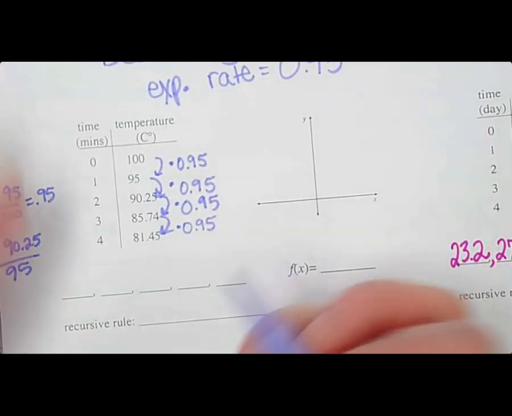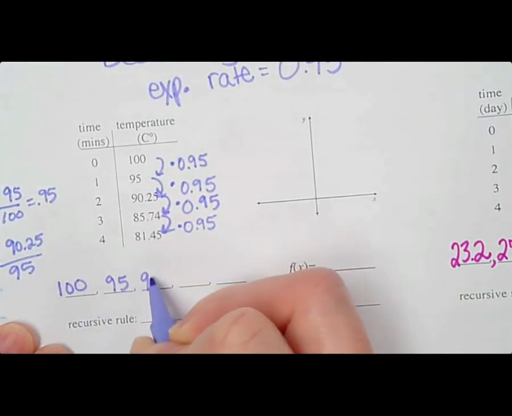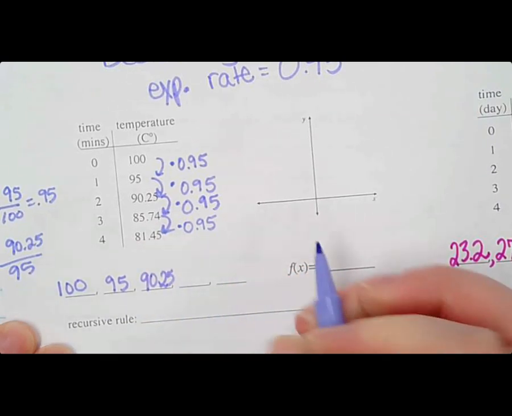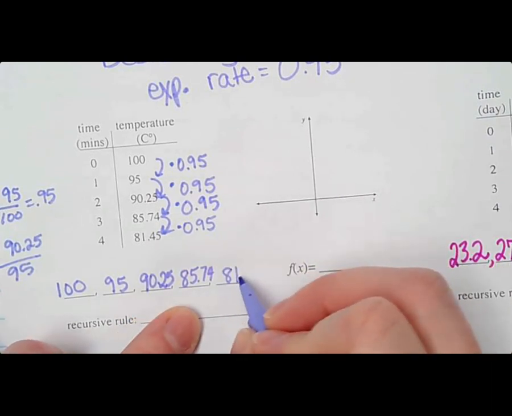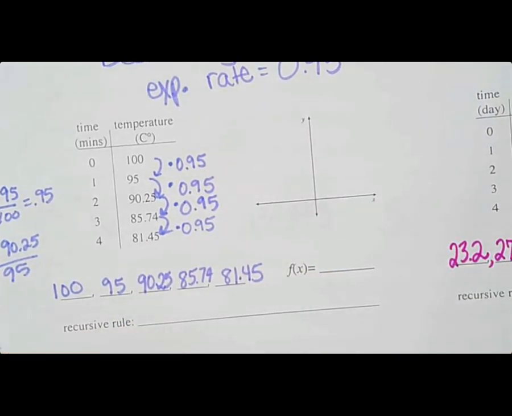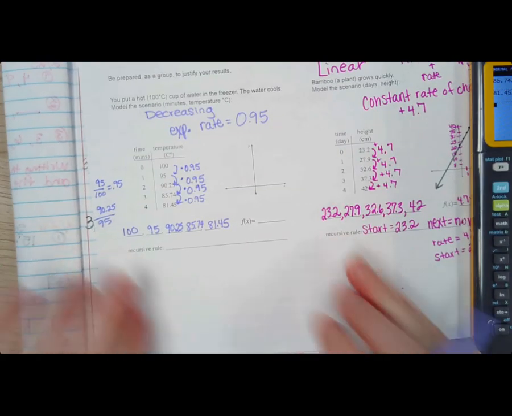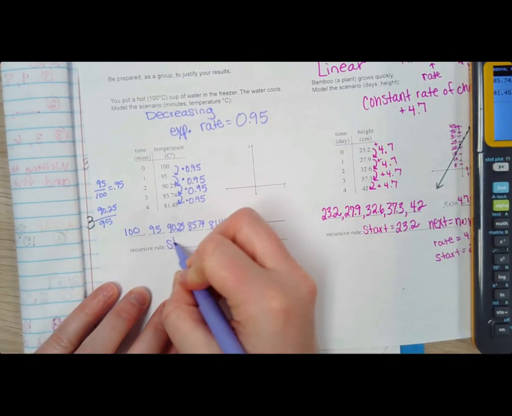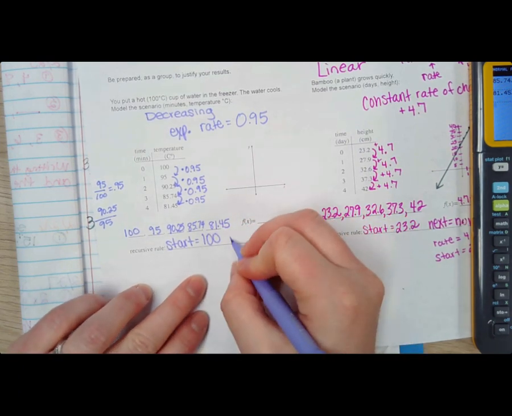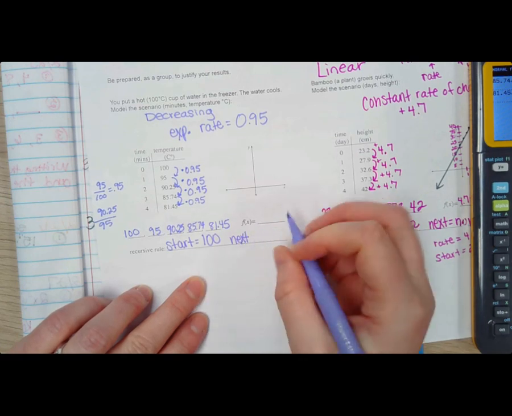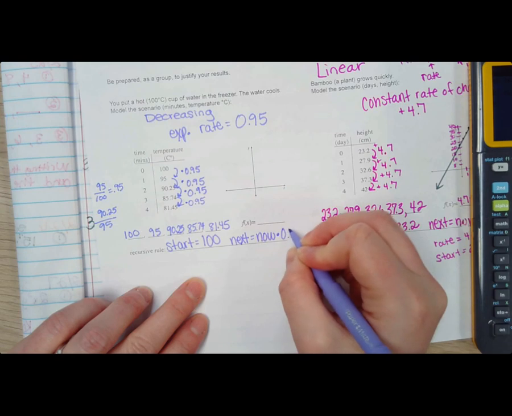If we can write our sequence. Write your sequence. You already got that? Okay, and then we need our rule. What is the rule? What did we start with? 100. Times 0.95.